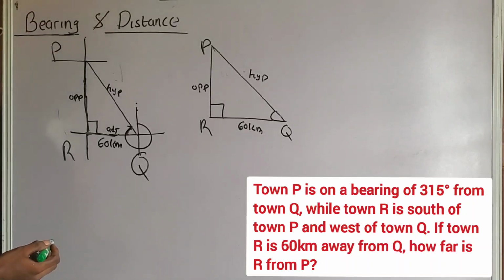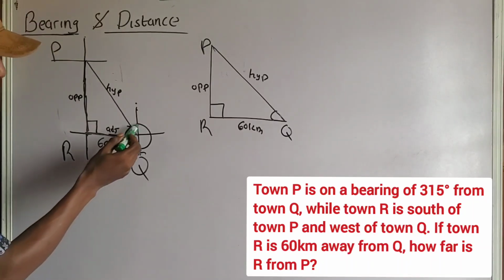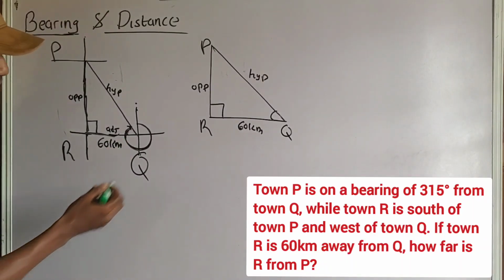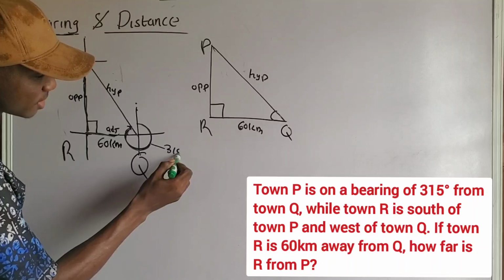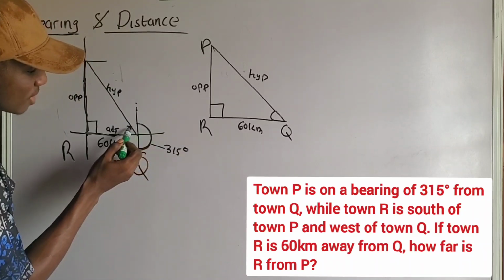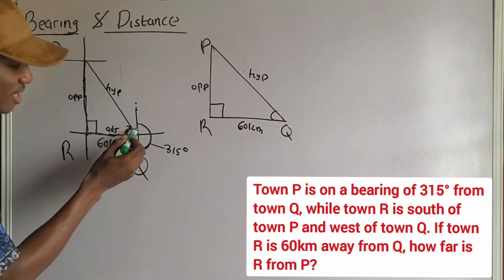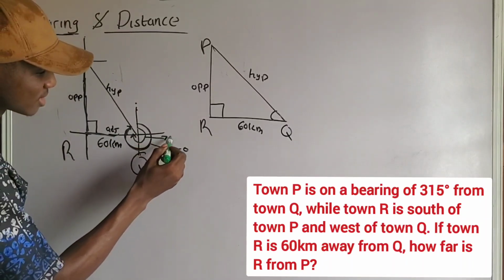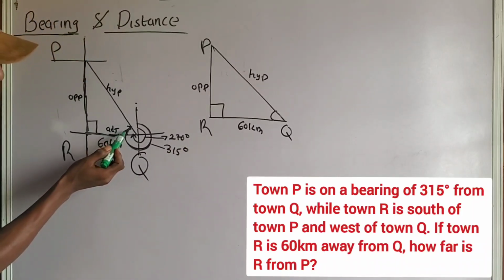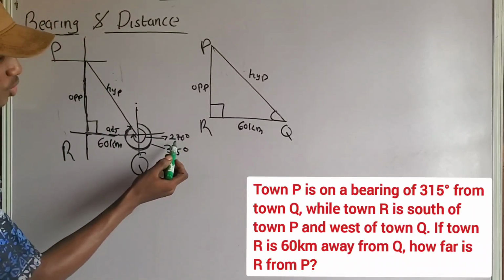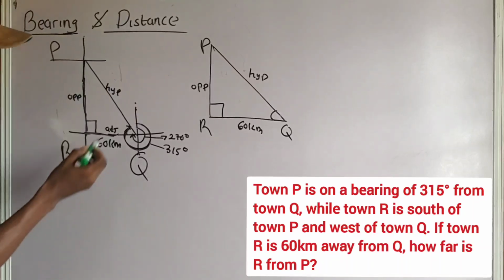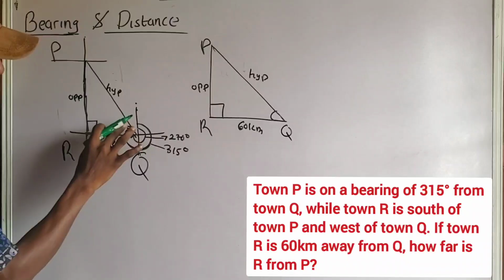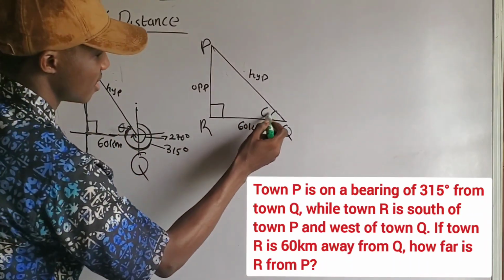Now, how can I calculate the angle? Don't forget that from the question, we've been given that the angle that comes from this point to this point is 315 degrees. Is that not it? So if this one is 315 degrees, I can get this smallest angle because the angle from this point to this point is 270 degrees. So to get the smallest angle here, I just have to subtract 270 degrees from 315 degrees. Let me represent this angle as theta.